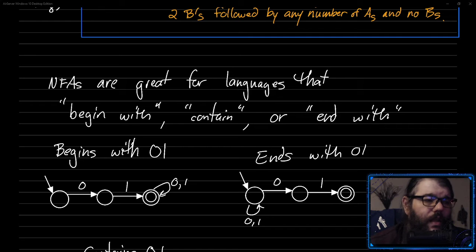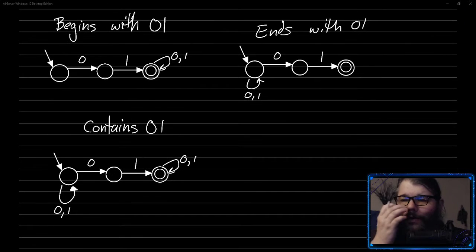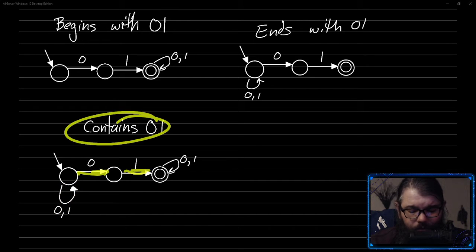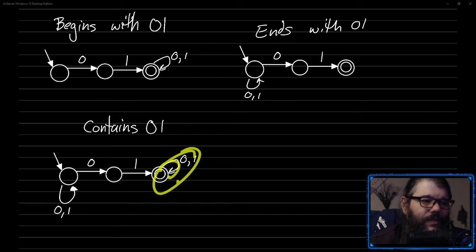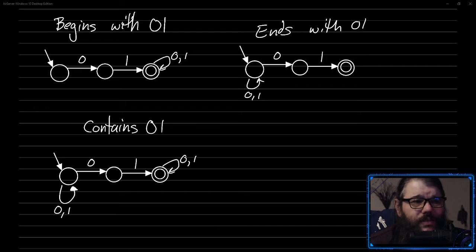Super cool. And then the other one is contains 0, 1. This one you have to put the loops on both ends. So you put a loop here, and then you say, if I ever see this 0, 1 that I'm looking for, then I know I've gotten to the accept state and I never want to leave. Very, very amazing. Very cool stuff.